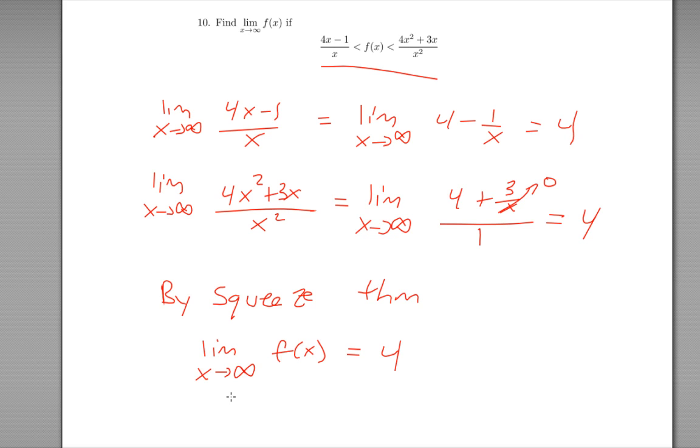So here we would also say that there's a horizontal asymptote at y equals 4 of our function. I don't even know what it looks like, but as long as this is true, I can actually calculate the horizontal asymptote as x goes to infinity.